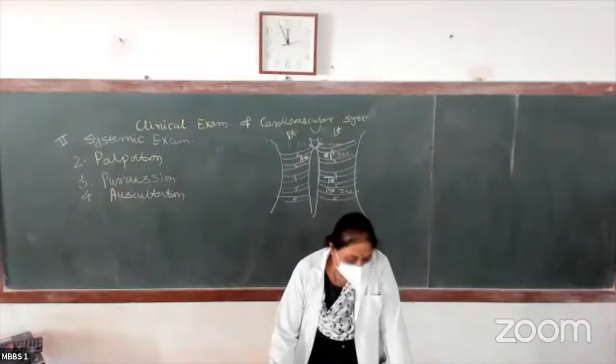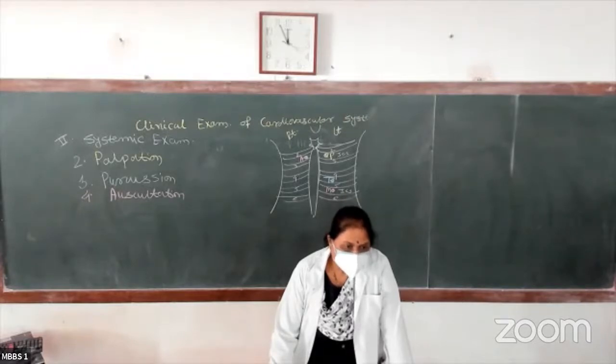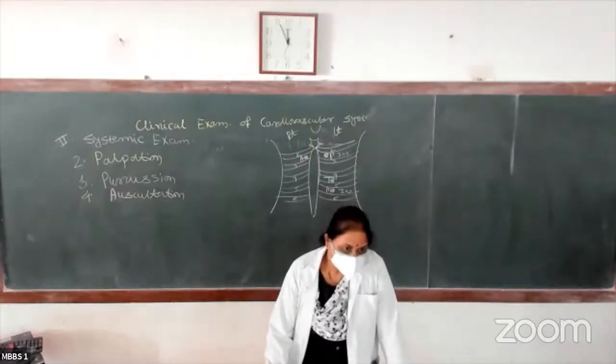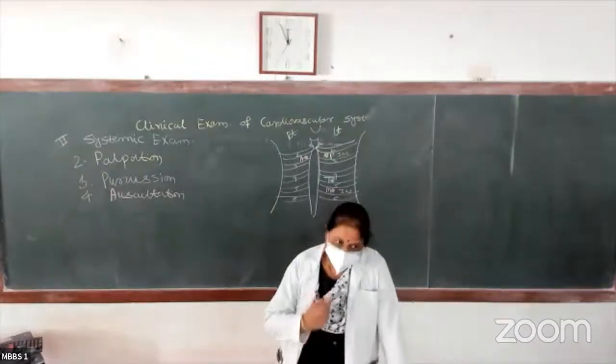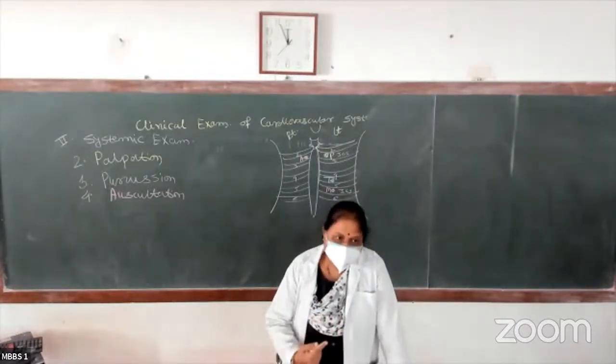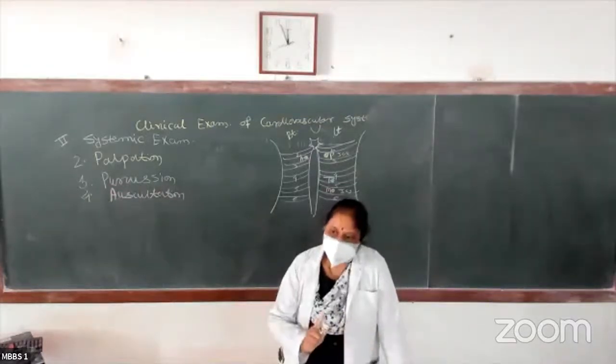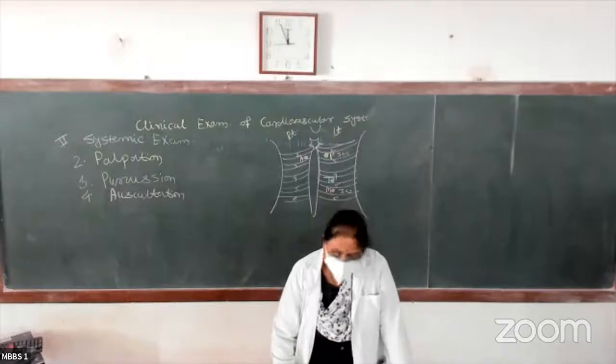Then go for the palpation. Apex beat, position: left fifth intercostal space, 1.2 centimeter medial to the midclavicular line, or 0.5 inch medial to the midclavicular line normally, or 9 centimeter lateral to the midsternal line. If you count the distance from the midsternal line, it is 9 centimeter lateral to the midsternal line, or 3.5 inch lateral to the midsternal line.